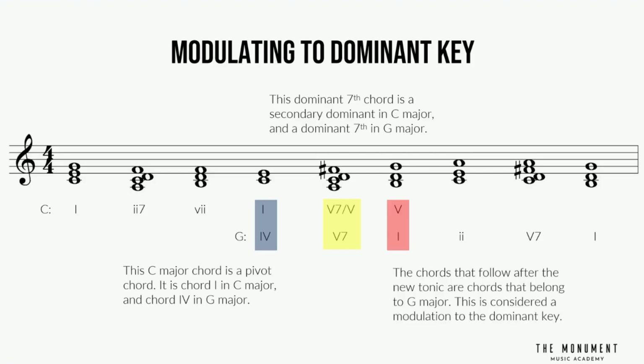The chord highlighted in red is the new tonic, and is of course the G major chord itself. Note how the new leading tone, F sharp, resolves to G. This resolution completes the modulation to G major. The chords that follow after the new tonic are chords that belong to G major, so we consider this a modulation to the dominant key.